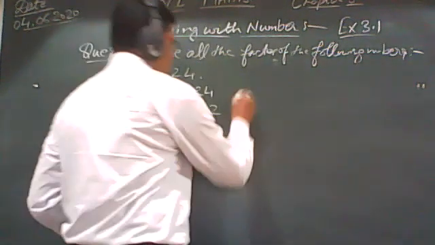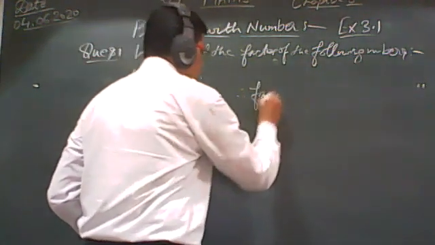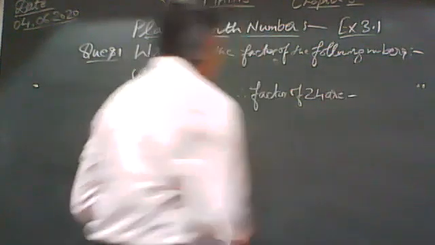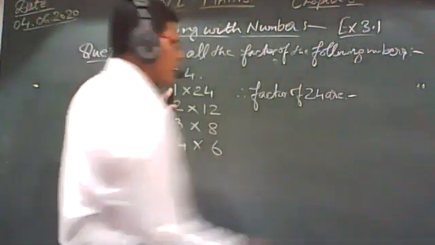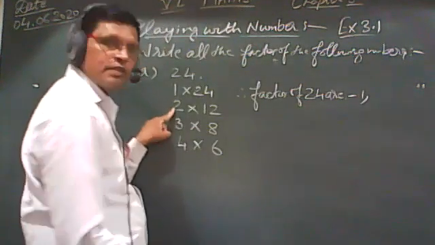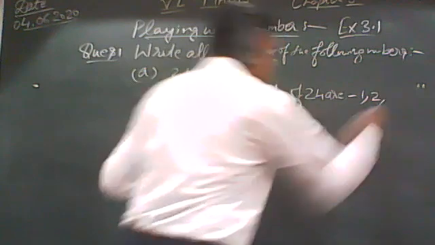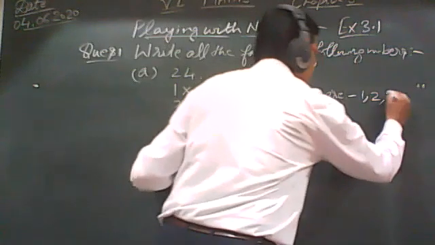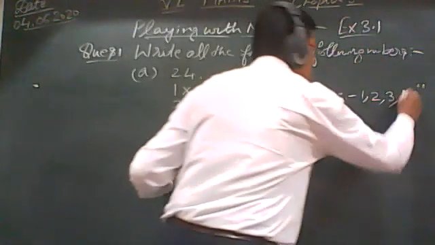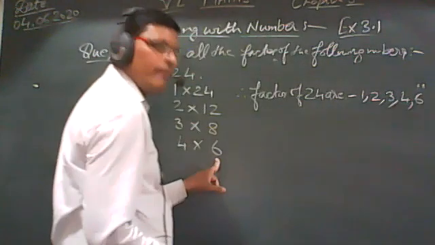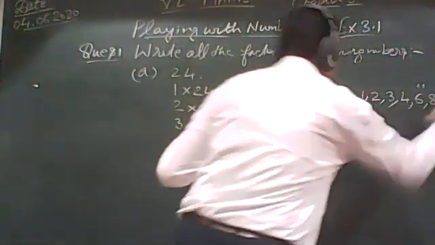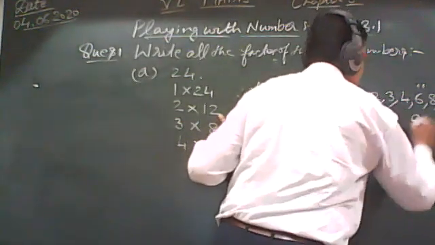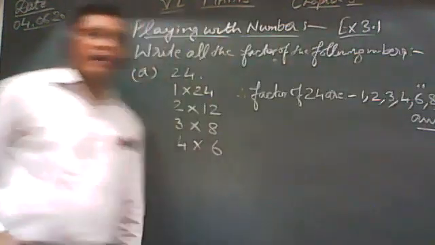Therefore, the factors of 24 are, we write here, 1, 2, and you put commas between each and every number, 3, 4, 6, 8, 12, and 24. And that is our answer. Okay?